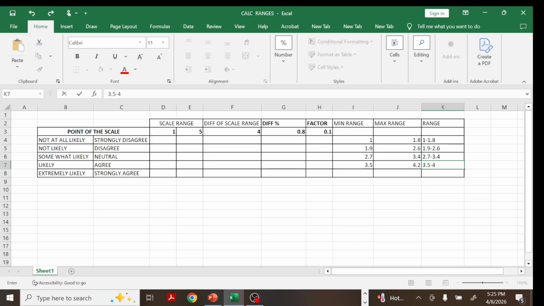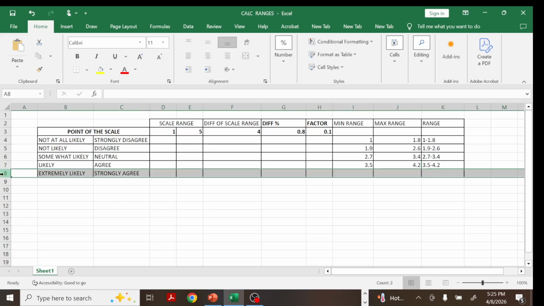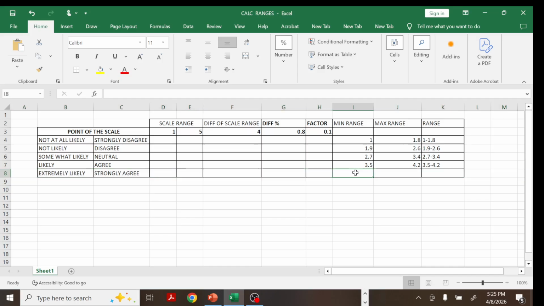Then the last one, which is extremely likely or strongly agree. The minimum for this is the maximum of the previous plus the factor, which is 0.1. And the maximum here is the maximum of the previous plus the difference percent. So here, the range is 4.3 to 5.